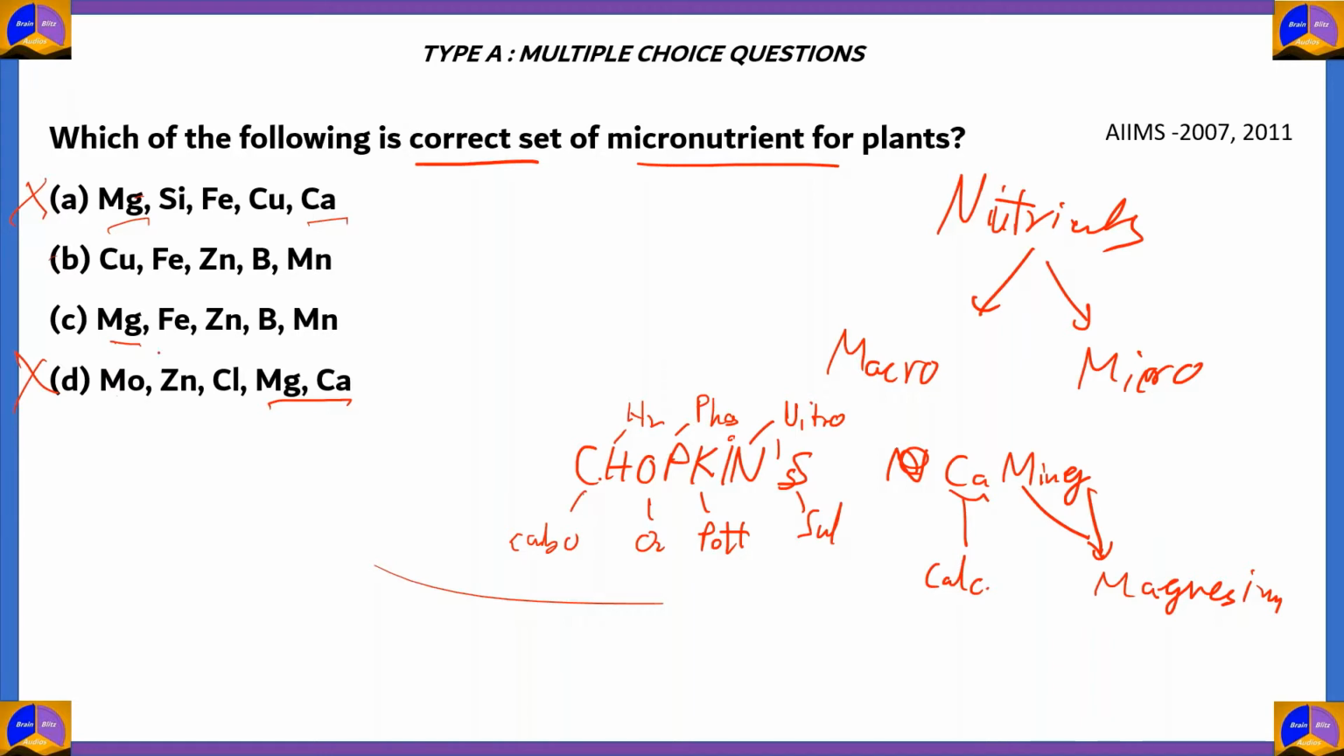Option C, magnesium, iron, zinc, boron, and manganese. The presence of magnesium makes this set incorrect. The right answer is option B, Cu, Fe, Zn, B, and manganese. Sorry, this is manganese, not magnesium. So all of these are micronutrients, and none of these have the list of elements that we just mentioned, which are macronutrients. And that makes option B the correct option.